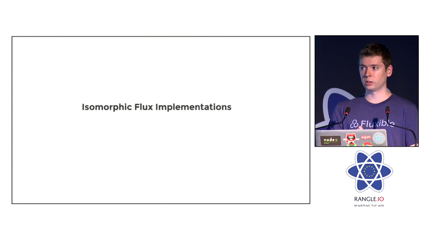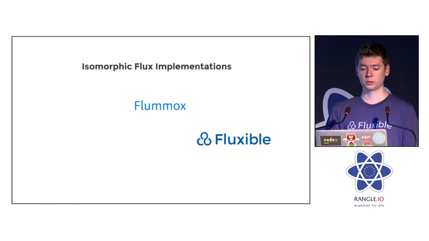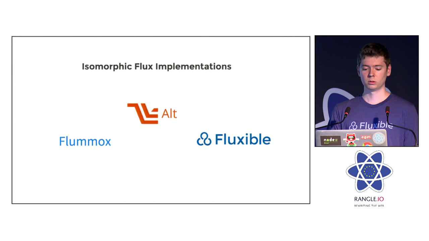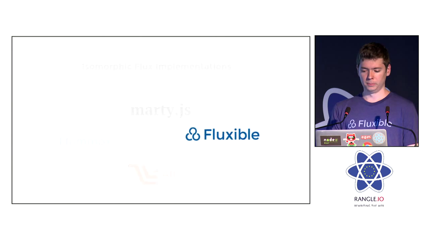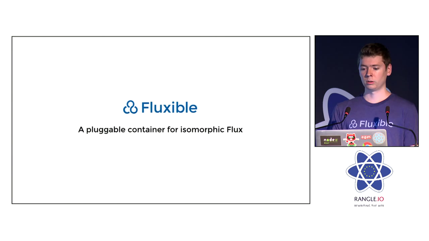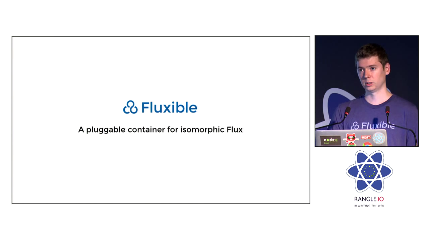So I already mentioned there's several Flux implementations out there that can do this. I happen to work on Fluxible, which is open sourced by Yahoo. There's Flummox, there's Alt, and there's Marty.js. And all of these do a similar way of rendering both on the server and the client by creating a Flux container. There's also Redux, which we saw yesterday, which is pretty awesome. So I work on Fluxible, and we call it a pluggable container for Isomorphic Flux.